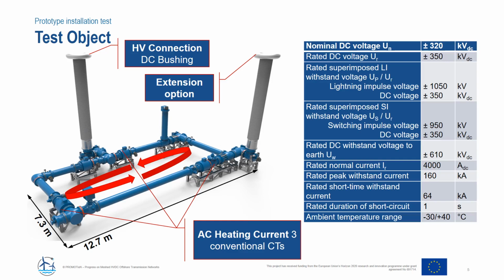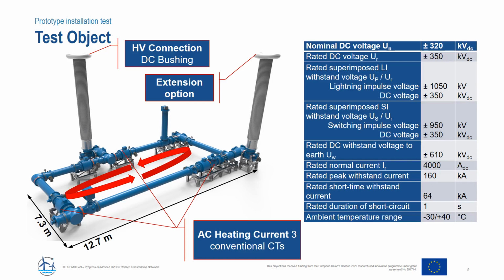Of course, the GIS is rated for 320 kV nominal voltage, and this corresponds to a rated continuous voltage of 350 kV. Impulse voltage of 1050 kV is specified. This impulse voltage has been applied on top of DC 350 kV in both polarities. A switching impulse of 950 kV is also specified for this, and this has been applied as well at different stages of testing. And the rated DC withstand voltage, for example in this case, is 610 kV for short duration.